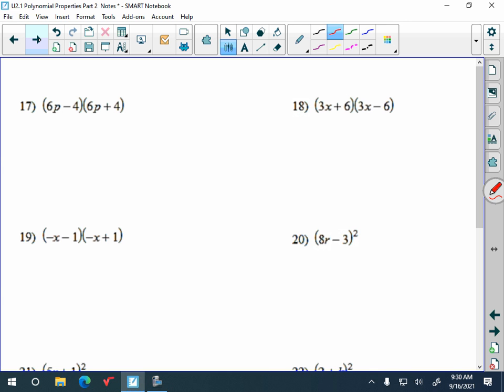So let's go ahead and we'll take that 6p again and we'll distribute just like we did before. All right, so 36p squared plus 24p. All right, and then we'll take the negative 4 and distribute that over.